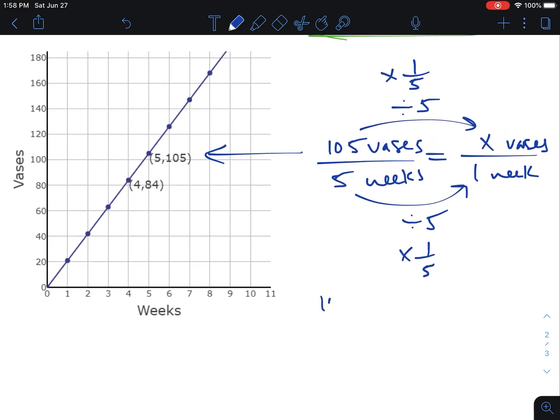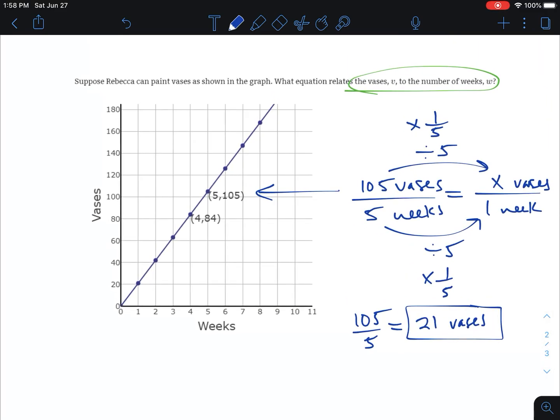So I'm going to do 105 divided by 5, and that will give me the number of vases. Well, I know 100 divided by 5 is 20, so 105 divided by 5 has to be 21. So Rebecca can make 21 vases per week. It doesn't actually answer the question yet, though. This is just the unit rate.